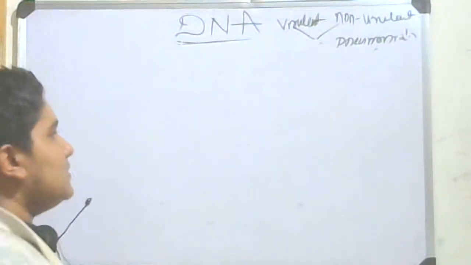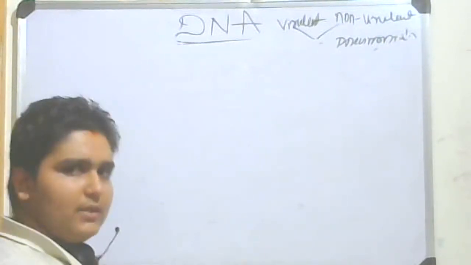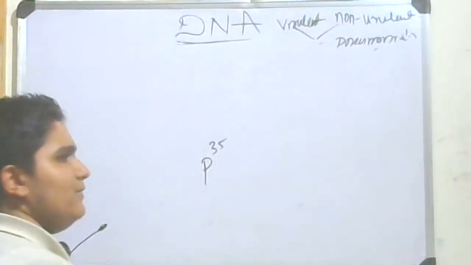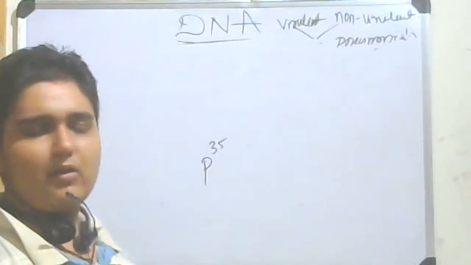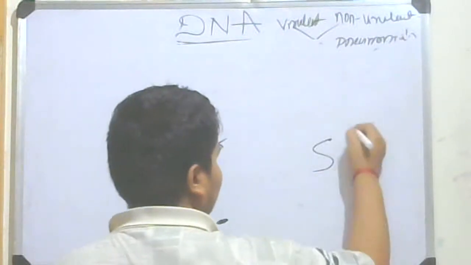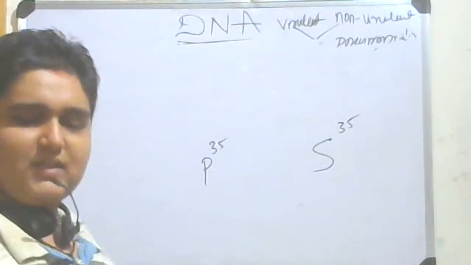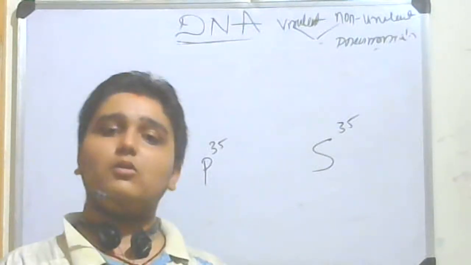Now what they did was they took strains or maybe certain colonies, right, and injected it with phosphorus 35. Okay, it was a phosphorus 35 environment, you could say. Okay, and another colony with sulfur 35. So phosphorus 35 and sulfur 35 were the environments provided to two different colonies.